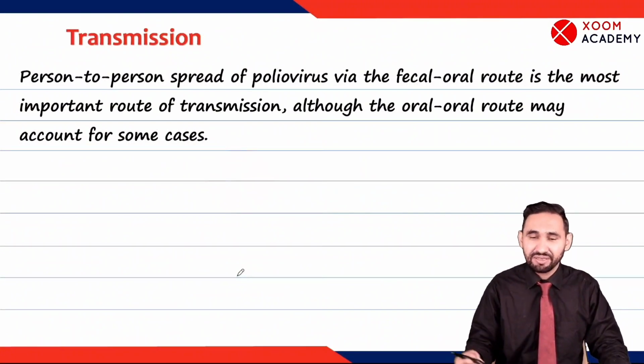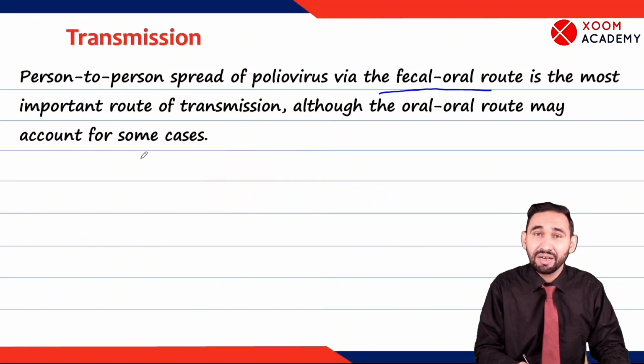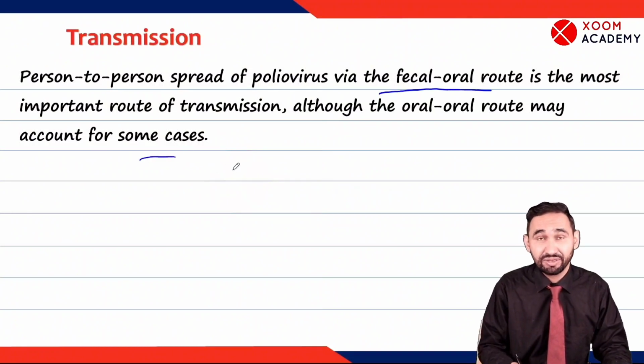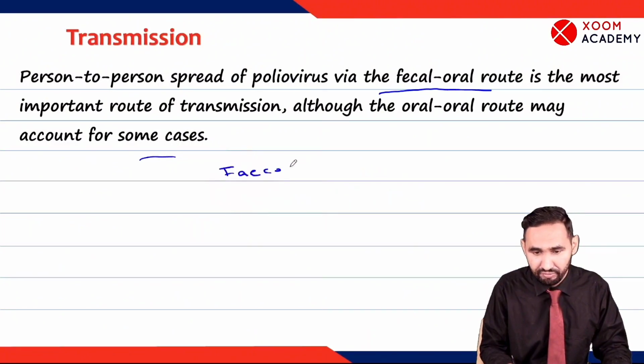Poliovirus transmits via the fecal route. So you have to remember fecal route. It is a common MCQ. And it also spreads from person to person by droplet infection. So there are two modes of transmission. Number one is the fecal route, which is predominant. Number two, droplet infection, which is less common.